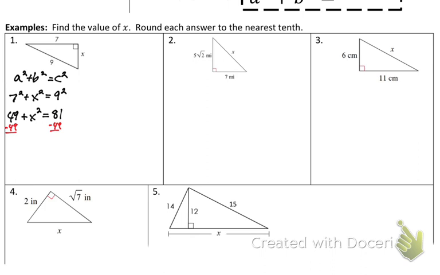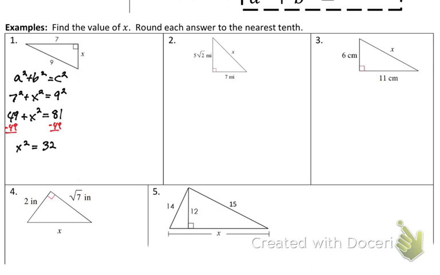Get it correct. So now we're going to have x squared equals, what's 81 minus 49? 32. All right, so we have 32 now. What do I need to do to both sides to get rid of this squared? Now we got to go back to algebra.